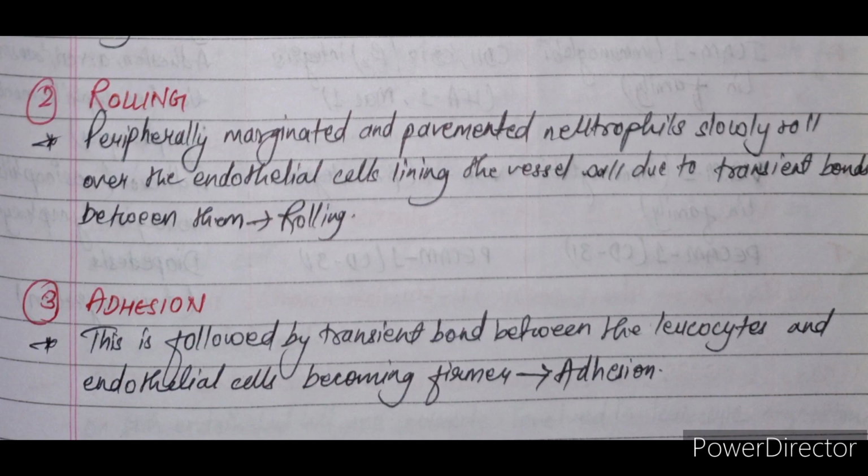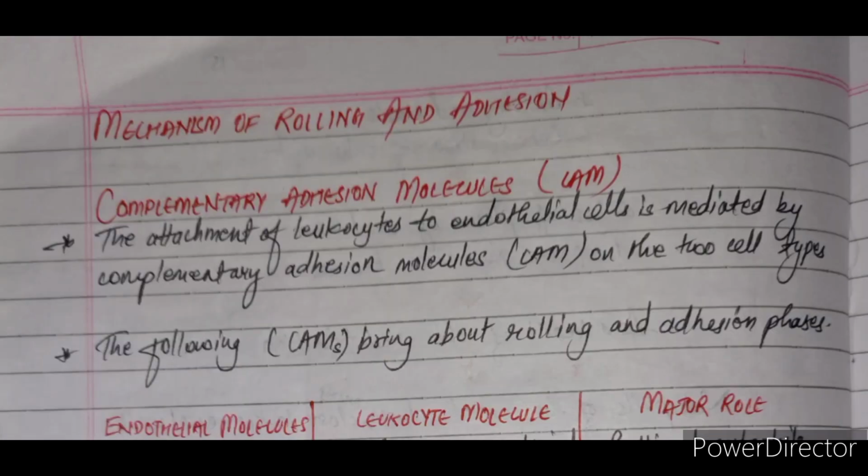Now the third step is known as adhesion. This is followed by the transient bond between the leukocytes and endothelial cells becoming firmer. So this is known as adhesion. Now let's study the mechanism of rolling and adhesion.